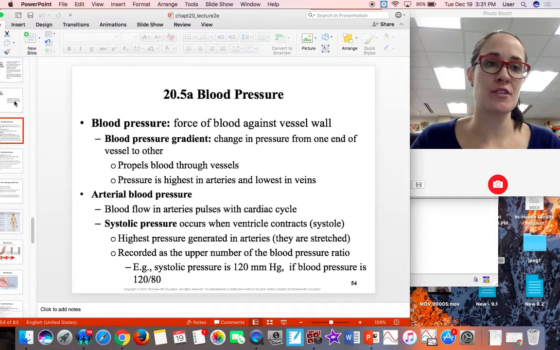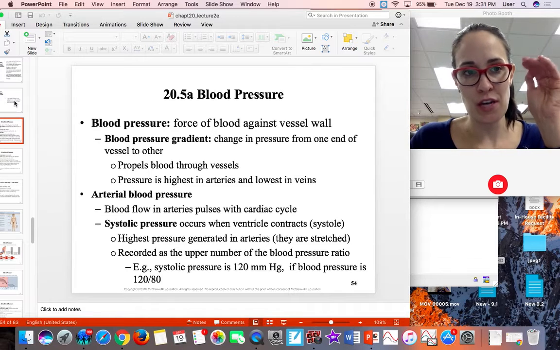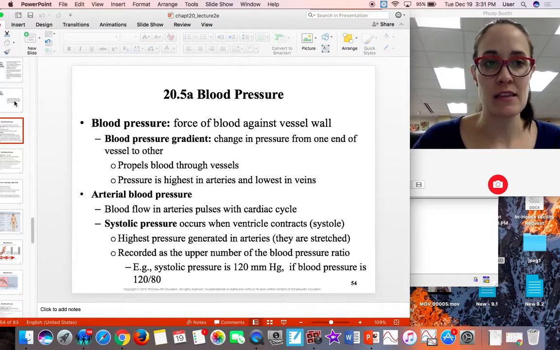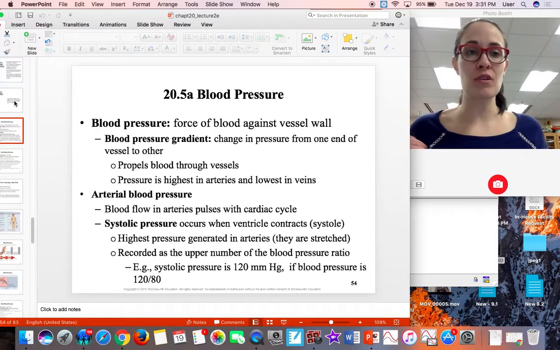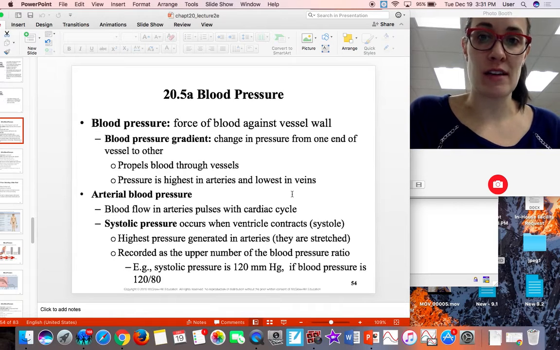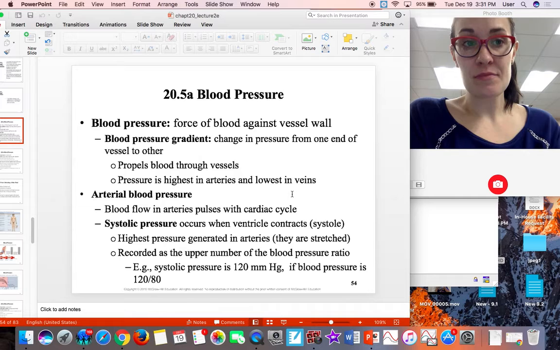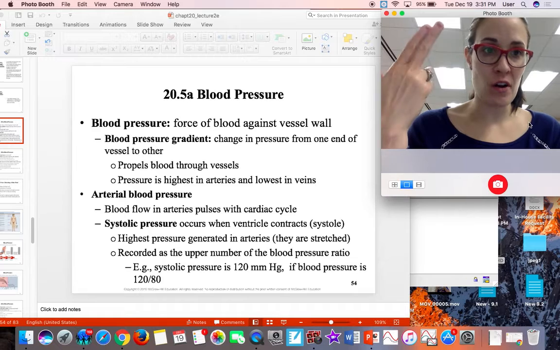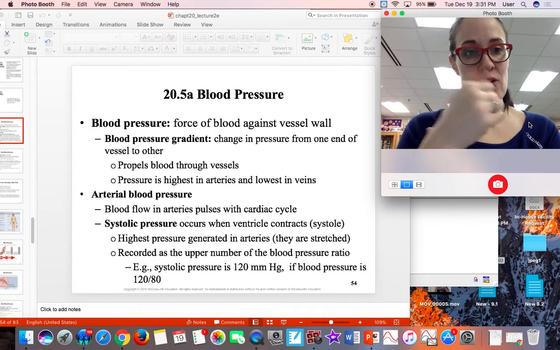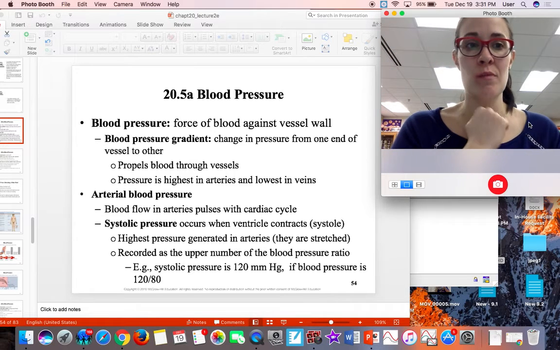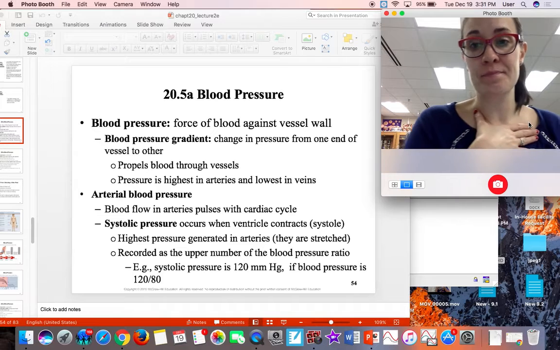So literally, blood pressure is the force of the pressure pushed against the blood vessel walls. It can differ from one vessel to another, like from arteries to veins, and its job is to push blood through the pathway it needs to get to. So it's highest in the arteries and lowest in the veins. The blood flow in the arteries pulses, or kind of revs, with the cardiac cycle. We can detect that when we take somebody's pulse. So a pulse is a way to estimate how many times your heart beats per minute.